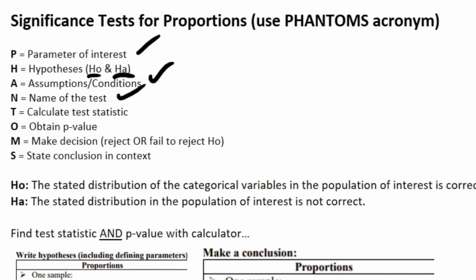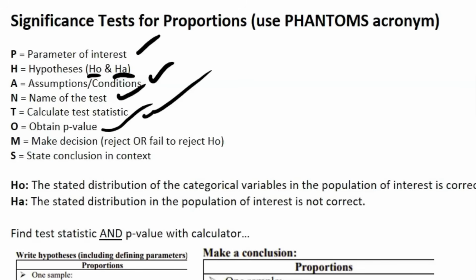The name of the test, significance test, then calculate the actual test statistic, which is a value just to evaluate the test in and of itself. Now, usually you can just use your calculator. If you use a significance test command, it'll just give you the test statistic. Don't calculate it by hand with the formula. Just don't do that.